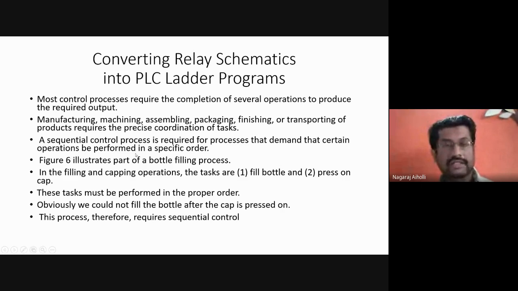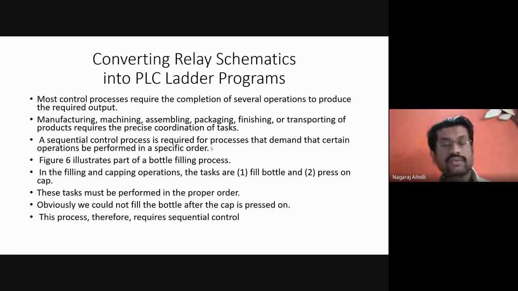There are different types of processes here. One is called sequential process control. Another one is called automatic process control. And the third one is called combinational control. Let us look into what these sequential control, combinational control, and automatic process control are.